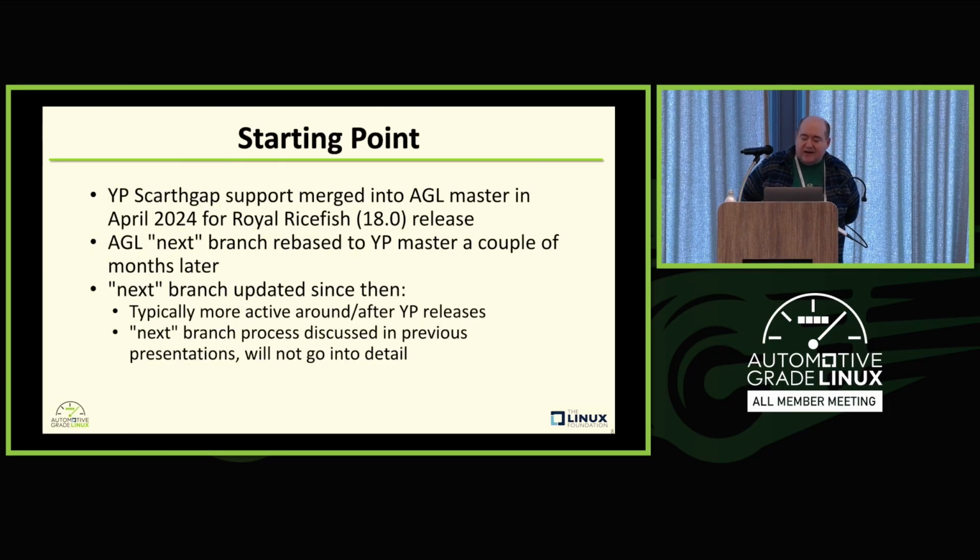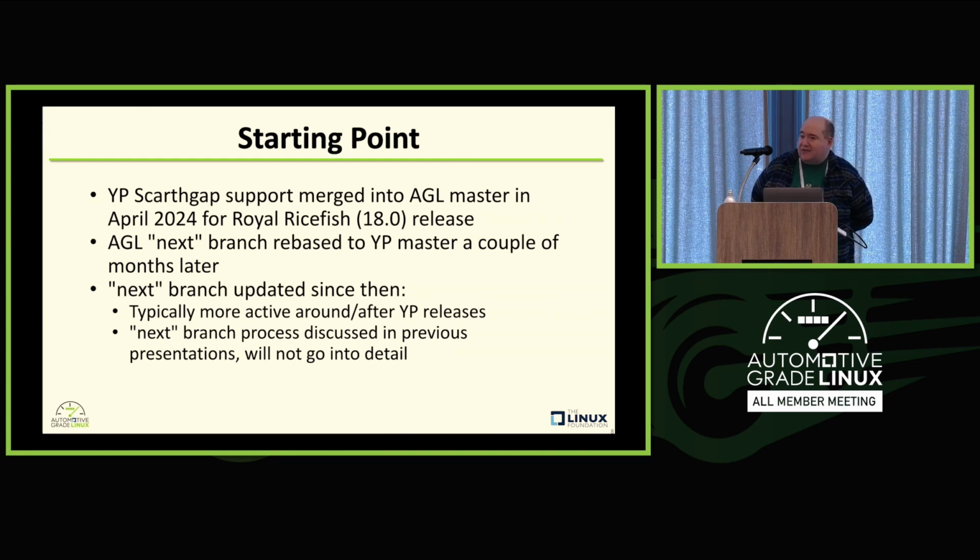So, this is a little bit of how we've been working to get to it. We merged ScarthGap support, which was the last LTS, in April 2024 for Ricefish. And what we call the next branch in AGL is where we tracked Yocto Master, basically, to start the evolution towards the next LTS. The next branch is not updated super frequently sometimes, but typically when Yocto Project does an interim release, we do match it relatively soon just to catch up.